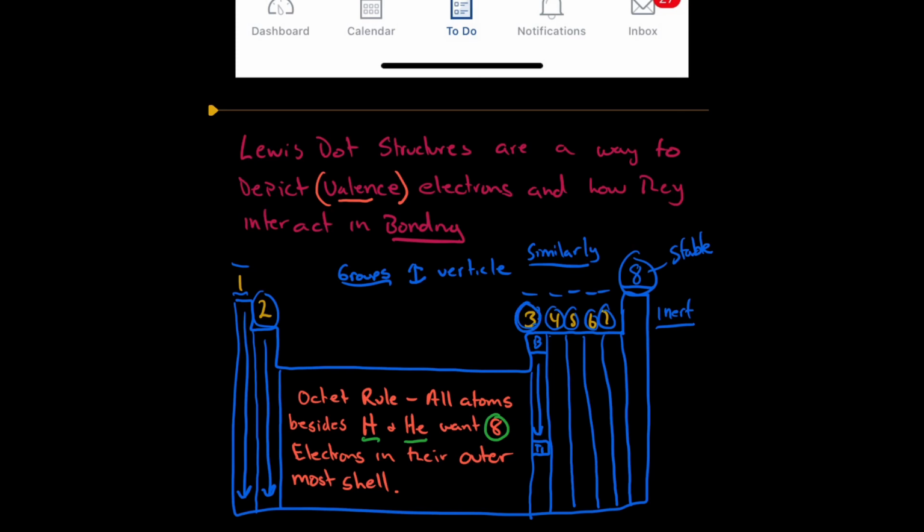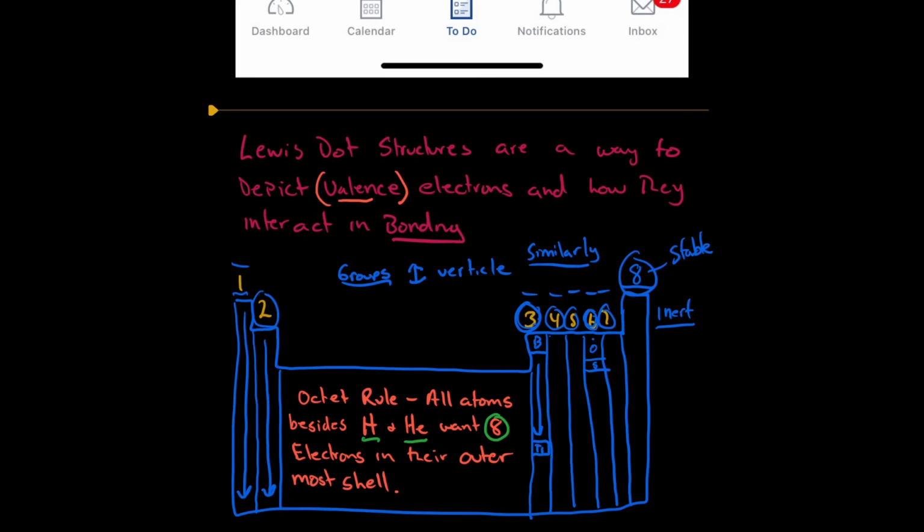And if you move over to, say, sulfur, sulfur is right here in group 6. Sulfur is right under oxygen, and that's going to have 6 valence electrons, just like oxygen would.